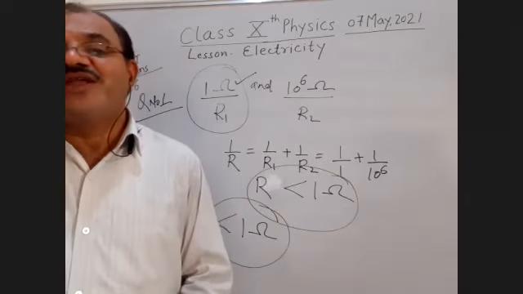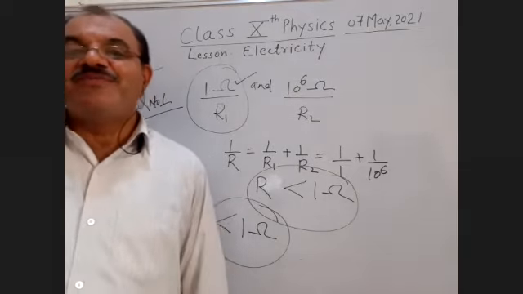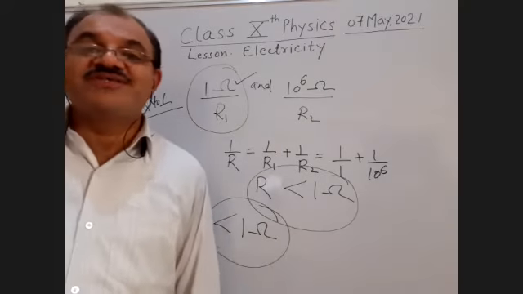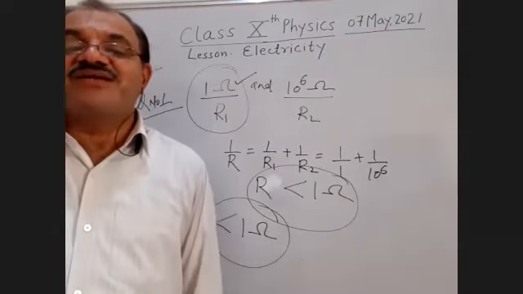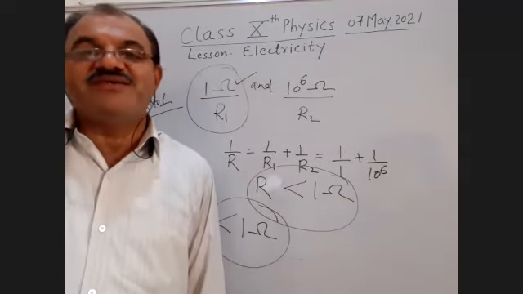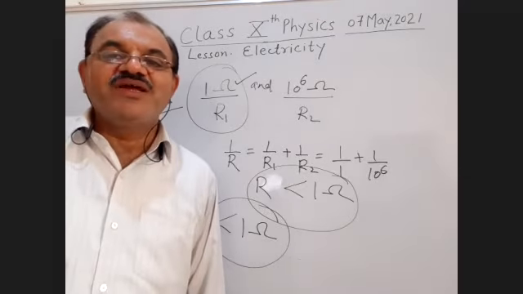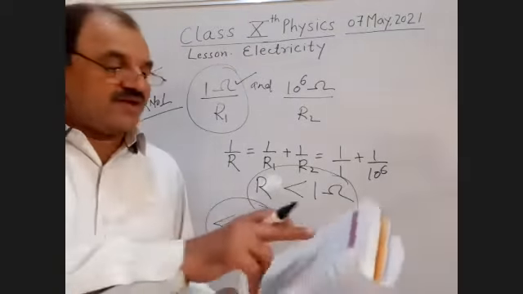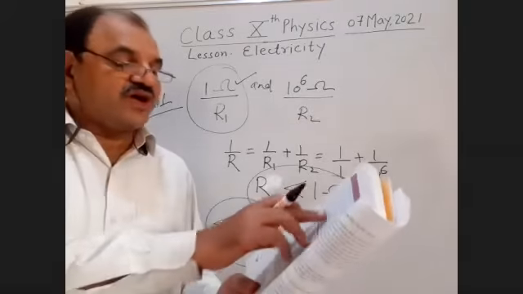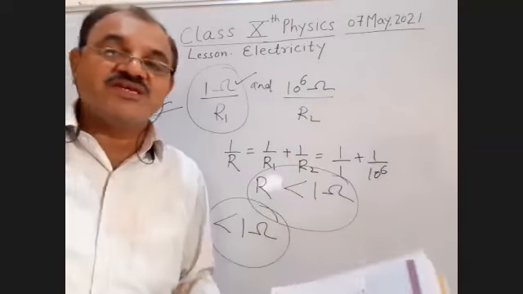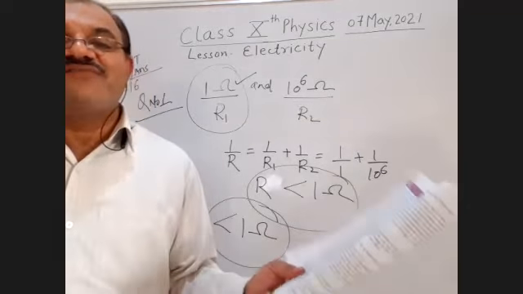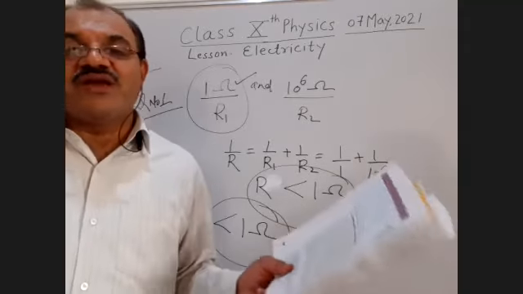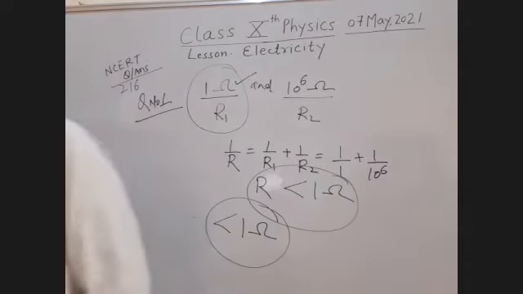Now, students, he has made the statement a little lengthy, but the solution is not that difficult. It is very easy. We'll solve this numerical in parts. First, we'll calculate the total resistance in parallel, then the value of the current. Right, students?